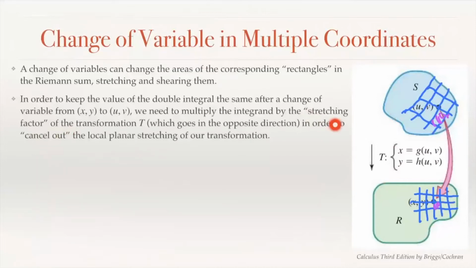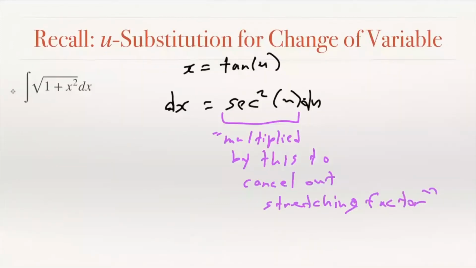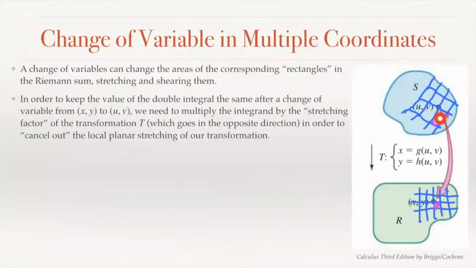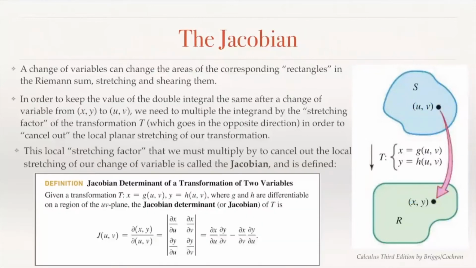And this thing that we'll need to multiply by to cancel out the stretching is the two-dimensional analog of how in ordinary u substitution we would multiply by, in this case, secant squared of u, in order to cancel out the stretching factor when we move from x to u under this coordinate transformation. Except now we have an actual picture to understand geometrically why we have that. And that local stretching factor that we must multiply by to cancel out the local stretching of our change of variables is called the Jacobian, and it is defined as this.